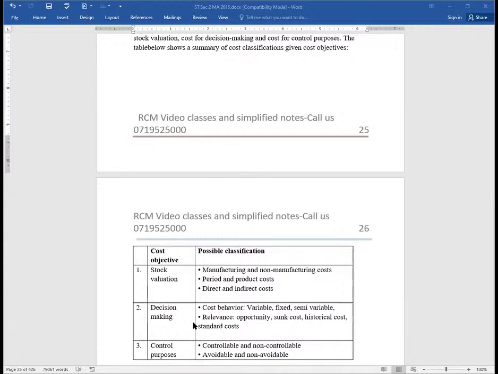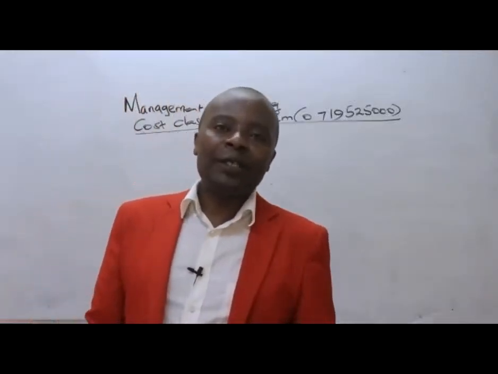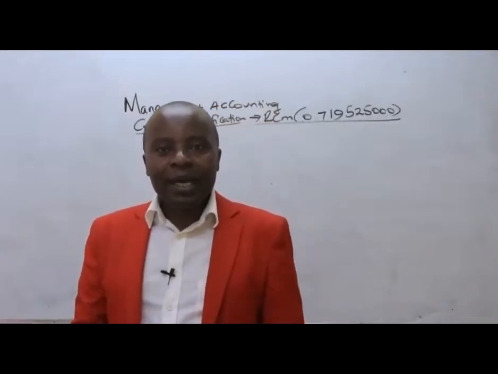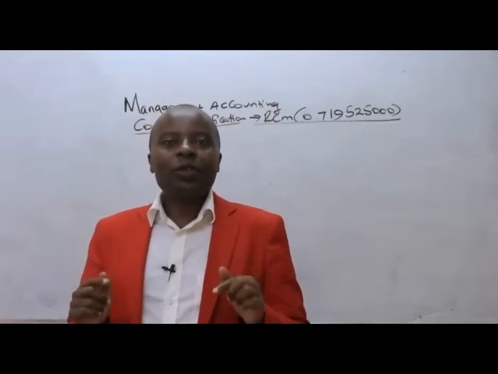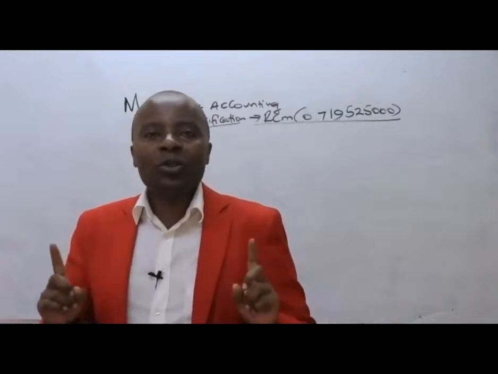Then we have a cost objective. Our cost is to control. If it is to control, then we shall be having our cost classifications being controllable or non-controllable. And as we shall be seeing, controllable costs are those costs that are at the arm's length of management. So the management has got a say over them. The management must authorize, so they are in authority. They are able to influence controllable costs.